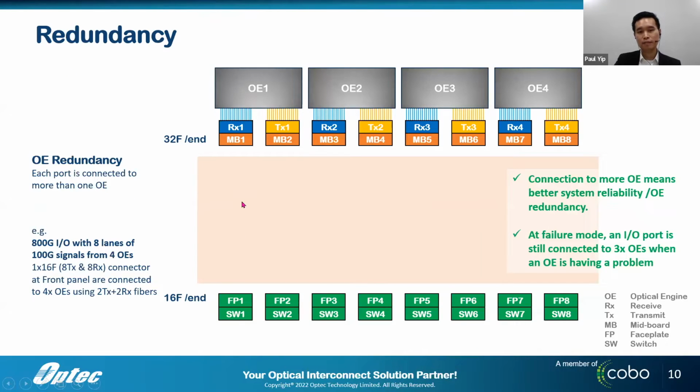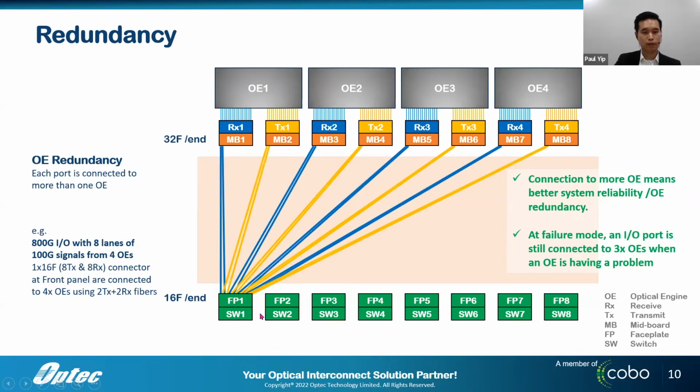About redundancy, we can connect one fiber end at the faceplate to 4 different OEs. So if one OE fails, we still have 3 other OEs available. We see this as a very good advantage. Of course, it's not a must to build it like this, but it can be built like this. And with the fiber shuffle, it's a little easier to design the switches going forward.